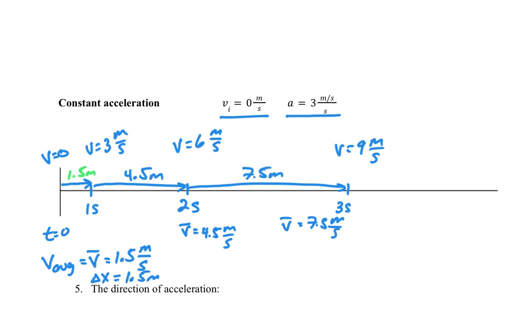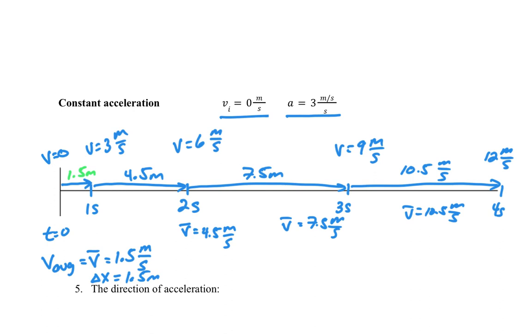And finally, if we want to go one more, we can go all the way to 4 seconds. Maybe it's somewhere out here. Okay. We can see that again, we've gained 3 meters per second of velocity. So 3 plus 9 is 12 meters per second. Okay. I can see that the average of those two, let's see, 9 plus 12 is 21 divided by 2. So the average velocity is going to be 10.5 meters per second. So in this case, the object has traveled 10.5 meters.